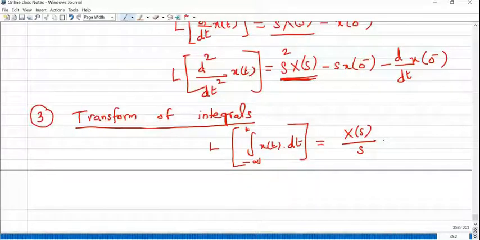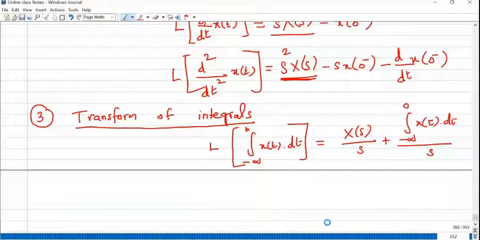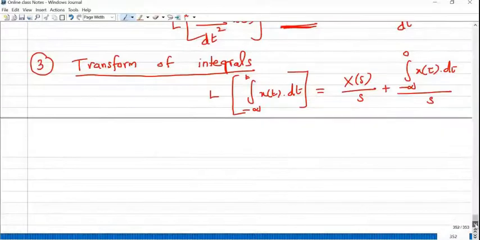And there are some more terms, integral of x of tau d tau divided by s. We are never going to use this property for solving problems. You just understand or remember the Laplace transform of integration of x of t dt. The result is x of s by s.